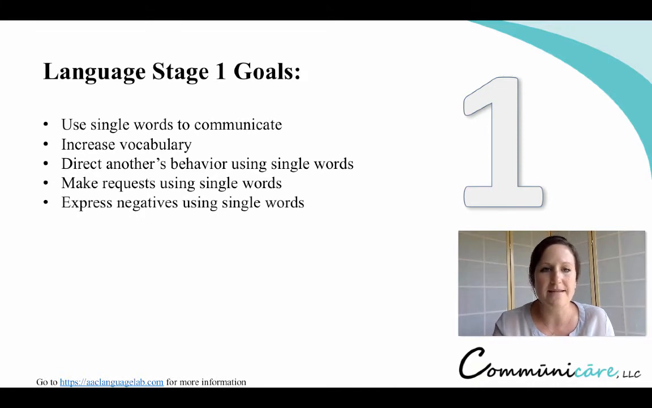Goals for someone at stage 1 are to use single words to communicate, increase their vocabulary, direct another's behavior using these single words, make some requests, as well as express negatives. And again, these will vary depending on the individual, and sometimes we forego working on negatives, especially when we're trying to build a positive association with an AAC system, or if we're dealing with someone who has a history of using maladaptive behaviors to express negative meaning. So we may adjust that. But again, this is just a general overview of what each of these stages may look like.